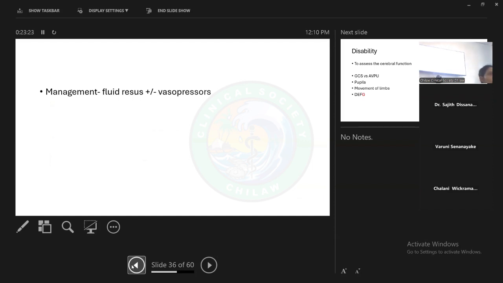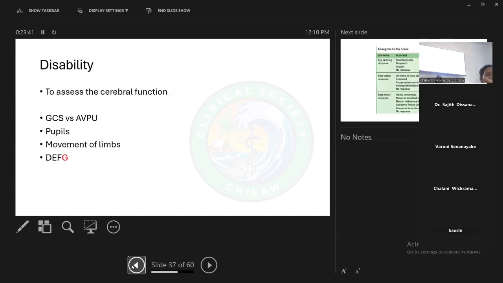So we have to identify the type of shock, whether it's hypovolemic, cardiogenic, or distributive, and management will depend on the cause. The mainstay is fluid resuscitation and, if needed, vasopressors. It is a long topic I can't cover in the given time.